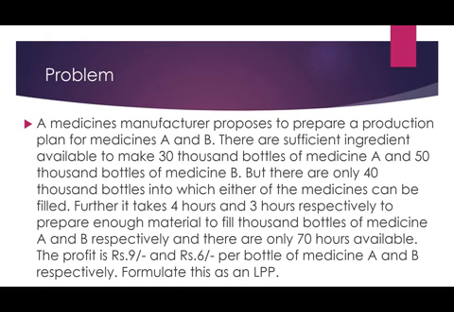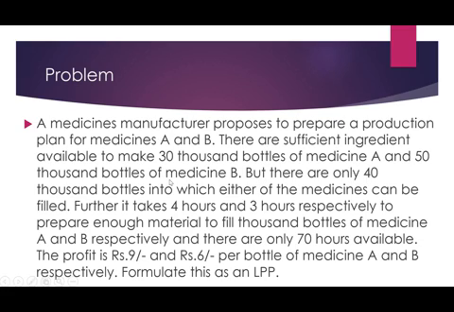See, with respect to the production, they are not giving the availability. The key of this problem is the availabilities are given individually with respect to a particular finished product. For medicine A, 30,000 bottles is maximum. For medicine B, 50,000 bottles is the maximum. Fine. We'll continue with the problem.